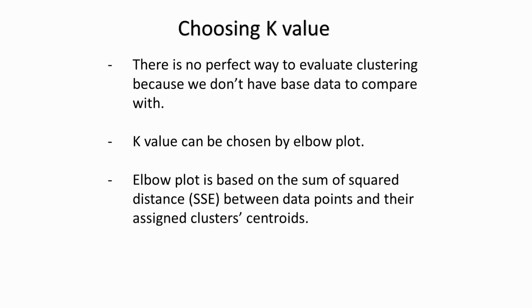So how do we choose the K value? There is no perfect way to evaluate clustering because, as I said, there is no base data to compare. K values can be chosen by an elbow plot. The elbow plot is based on the sum of squared distance between data points and their assigned centroids. Basically, we have to calculate the sum of squared distance between data points and their corresponding centroids, and the lower the sum of squared distance, the more chance that our algorithm is performing well.